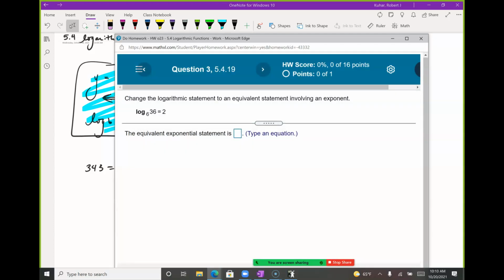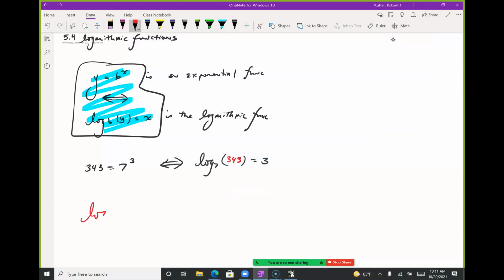So this one makes a lot more sense. I read this one: log base 6 of 36 is 2. Log base 6, I know the base is 6. I know the answer to a log problem is an exponent, and then all I'm left with is my last choice. So log base 6 of 36 is 2. I want to translate this because it doesn't make a lot of sense to me yet. But if I write it as an exponent, it will. What's my base?